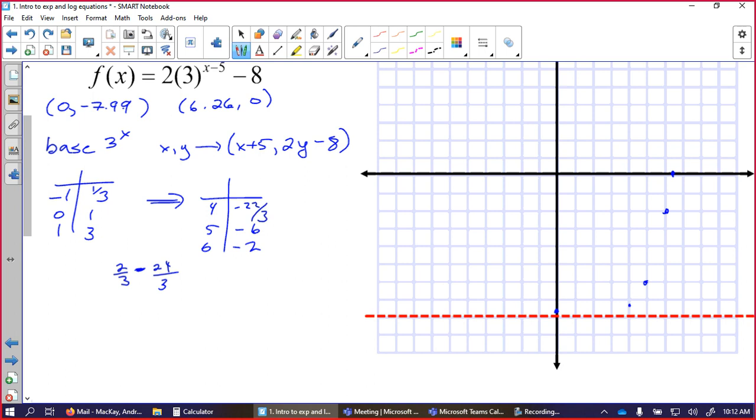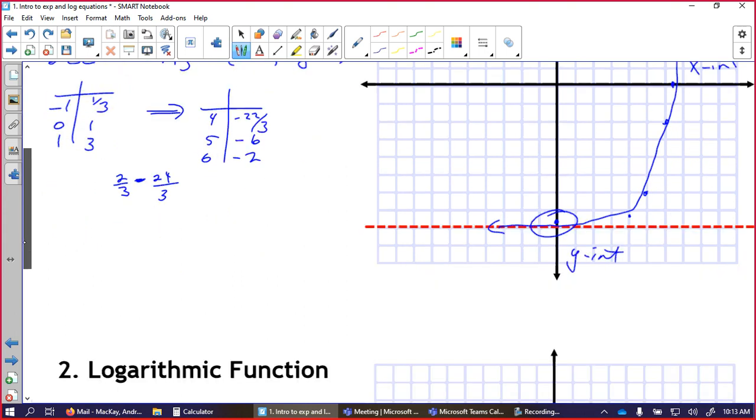I could put it on the smartboard and draw it better. That's a horrible graph, but we have our y-intercept, x-intercept. If we didn't want to find all the points, if you know those two, you know where the asymptote is, you can draw it and have a pretty good idea.